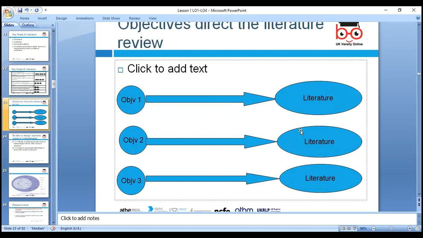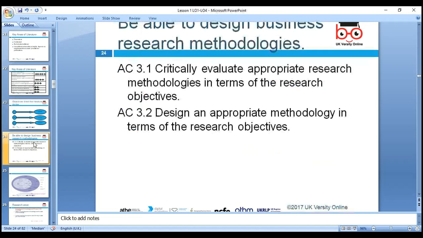Always go through this when you do the literature objective. Objective one, like in our research, we have three objectives to achieve. So you need the literature around these three objectives. Anybody, any question? No. Okay. So next.